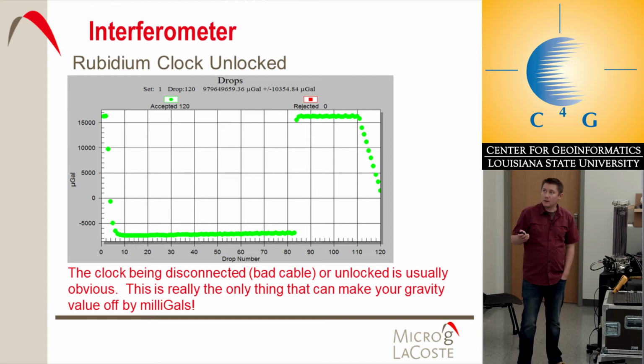This is what it looks like when your video clock won't lock or it hasn't locked yet. So it's running along. You probably started taking the measurement too soon, and then finally it locks, and now you're looking good again, and then it unlocks again, and so you'll see huge steps in your gravity value if there's something wrong with your rubidium clock. In this case, they just disconnected it.